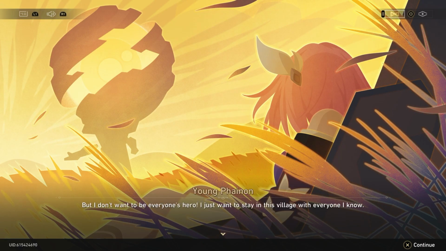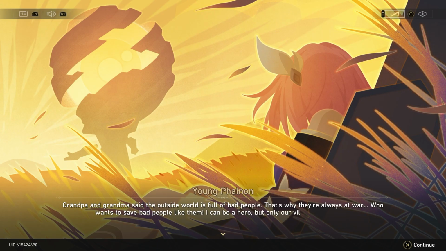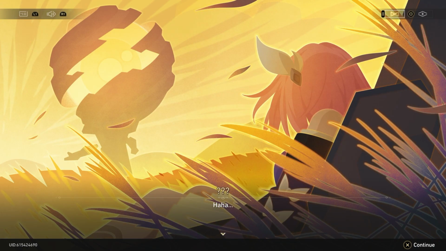But... What's the matter? This is a good card. But I don't want to be everyone's hero. I just want to stay in this village with everyone I know. Grandpa and Grandma said the outside world is full of bad people. That's why they're always at war. Who wants to save bad people like them? I can be a hero, but only our village's little hero. Well, little hero, if the day comes for us to say goodbye to Ides Elysiae, could you become a deliverer then? Do I have to leave the village? If something like that happens, someone will have to save the world. Then I'll... I'm just teasing you. Don't worry. Ides Elysiae is a peaceful place. Bad people won't reach us here.